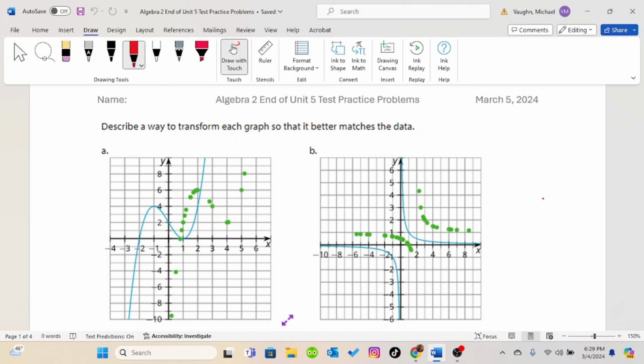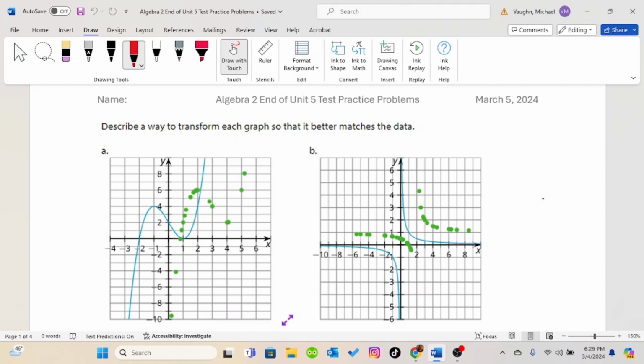Welcome to the Algebra 2 End of Unit 5 Test Practice Problems. These practice problems were picked because they cover all the skills you'll need to do well on the End of Unit 5 test.